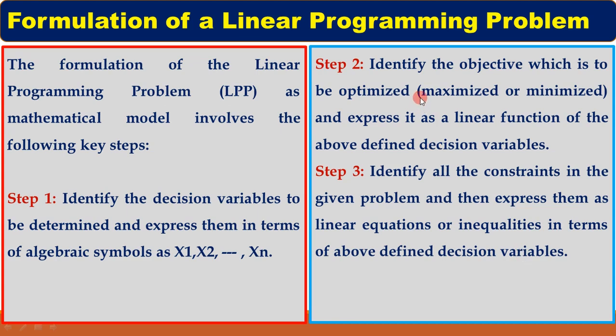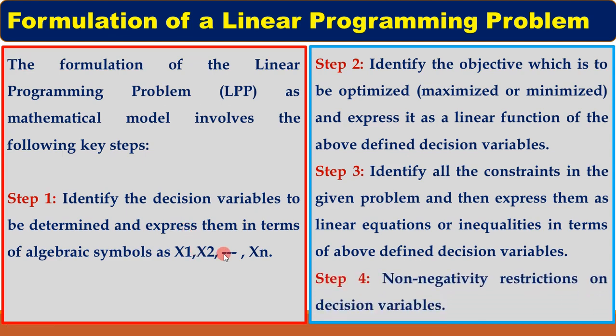So both the objective function and constraints are functions of the decision variables. That means both are represented in terms of decision variables, that is x1, x2, x3, xn. And step number 4 is non-negativity restrictions on the decision variables. We have to mention here that whatever decision variables we have considered in step number 1 are greater than or equal to 0, which indicates that these decision variables are never negative. These decision variables are always positive. So these are the 4 steps required to formulate an LPP, that is, a linear programming problem.